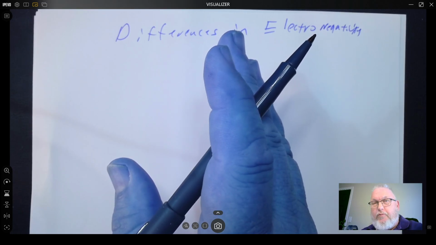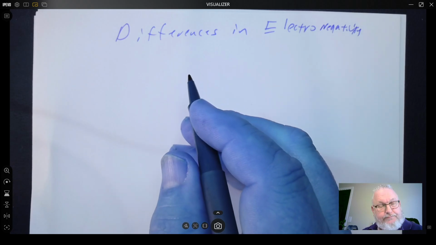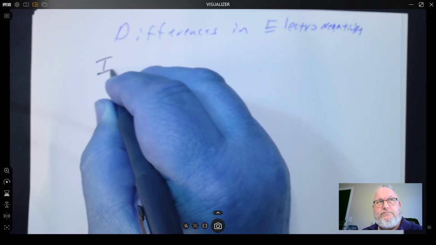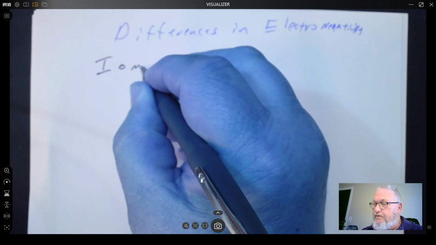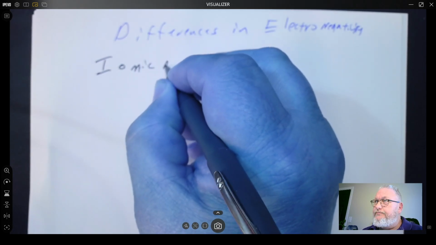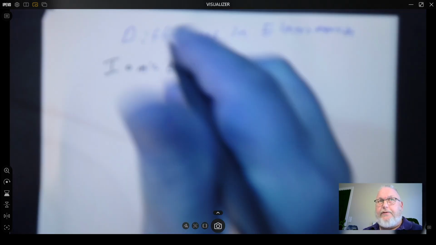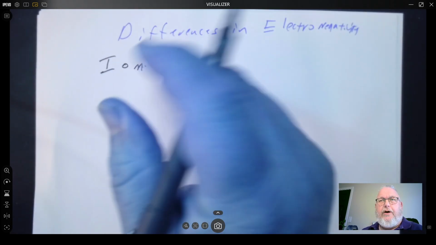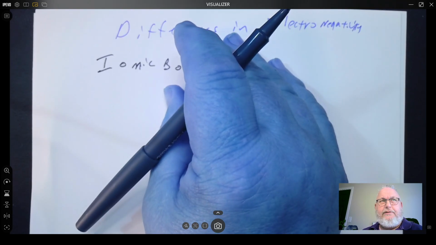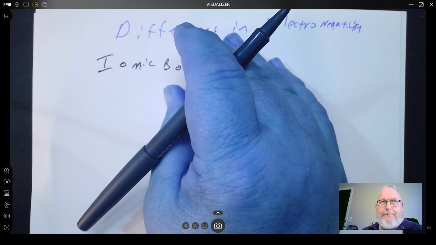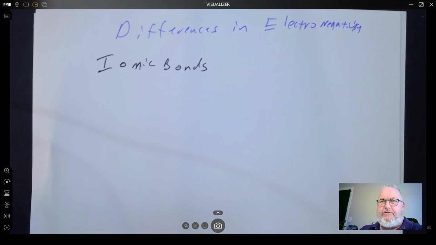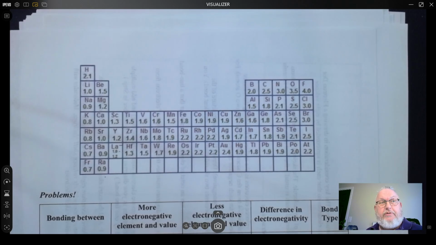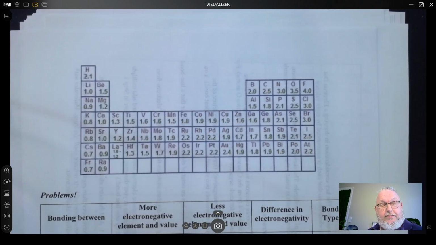Just to let you know what type of bond we're talking about, it's pretty easy. Ionic bonds are pretty much what? Metals and nonmetals, right? So there should be a big difference in electronegativity. I've got this nice little chart here, and you have it also in your summer packet.